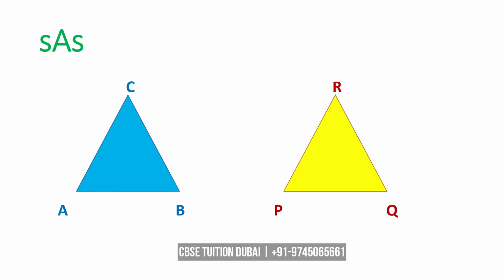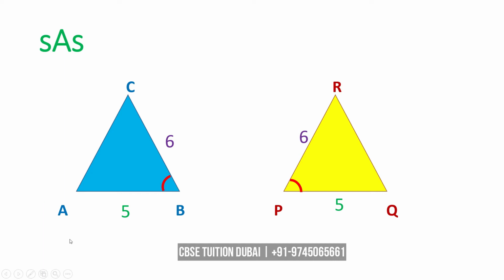Next one is SAS. Whenever you hear about SAS, check if these two triangles have a side-angle-side pattern. If the first triangle has a side-angle-side pattern and the second triangle has a side-angle-side pattern, we can say that these two triangles are congruent. Let's check here. The first side, AB and PQ, are equal, the next thing is angle B and angle P are equal, and the sides BC and PR are equal.